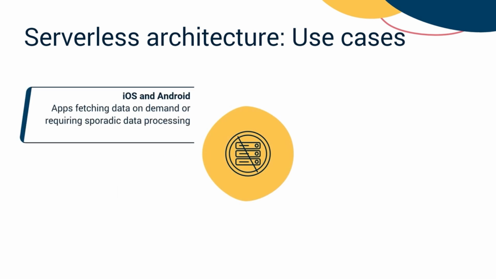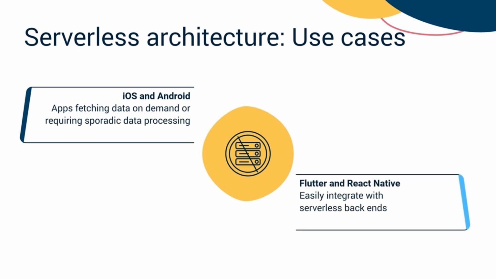On iOS and Android platforms, serverless architecture can benefit apps that fetch data on demand or require sporadic data processing. Both Flutter and React Native frameworks can easily integrate with serverless backends like AWS Lambda or Google Cloud Functions.